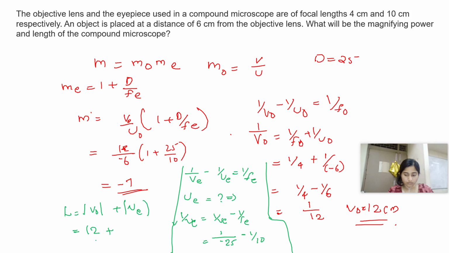How much did you get for the UE value? Minus 7.1. So maybe let's say, what will it be?